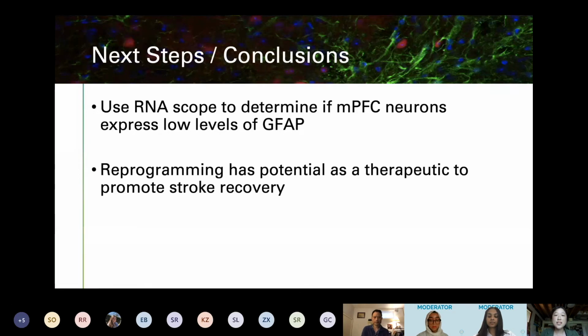But just to summarize, overall, our findings have proven that reprogramming does have potential as a therapeutic to promote stroke recovery. And I genuinely think this idea is so cool because we're taking cells that are already in our brain and just converting them into the cells that we need. And I genuinely think that if this could work, it could completely change how we go about treating brain injury.